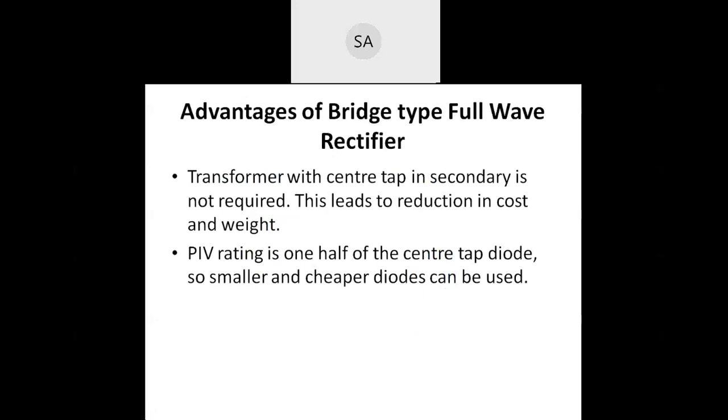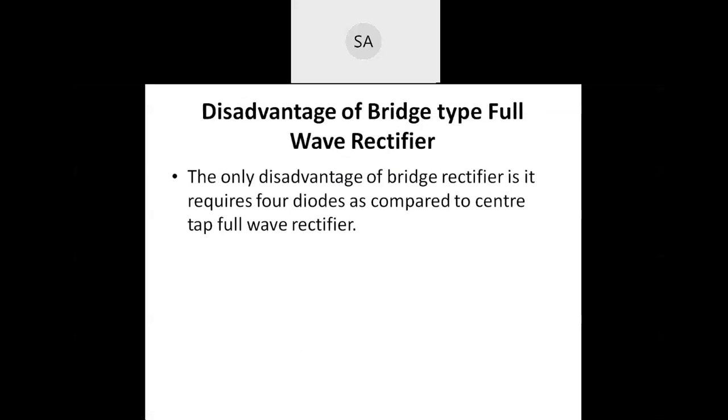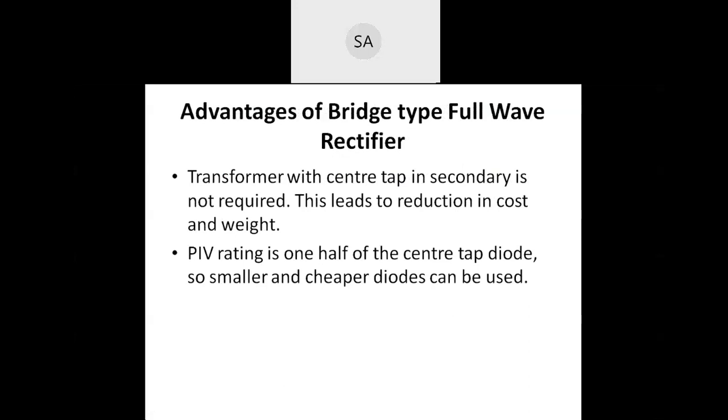The peak inverse voltage rating is 1/2 of the center tap diode. So here the peak inverse voltage is reduced, so smaller and cheaper diodes can be used in the bridge full wave rectifier. That's why we prefer bridge rectifiers more in electronic circuits.